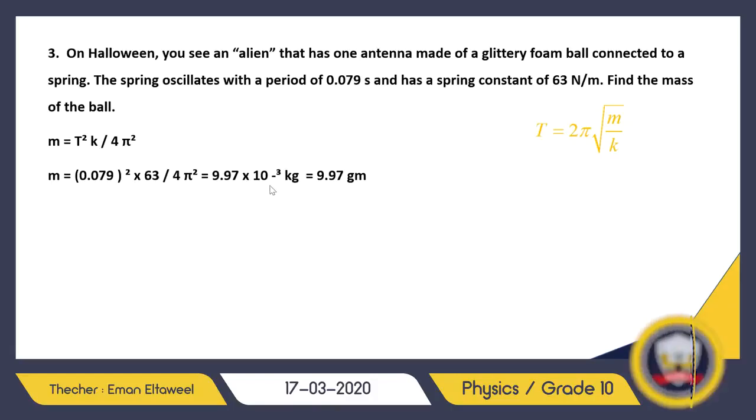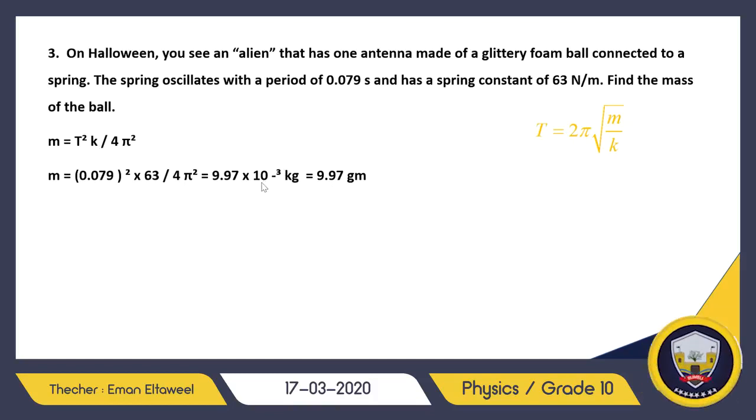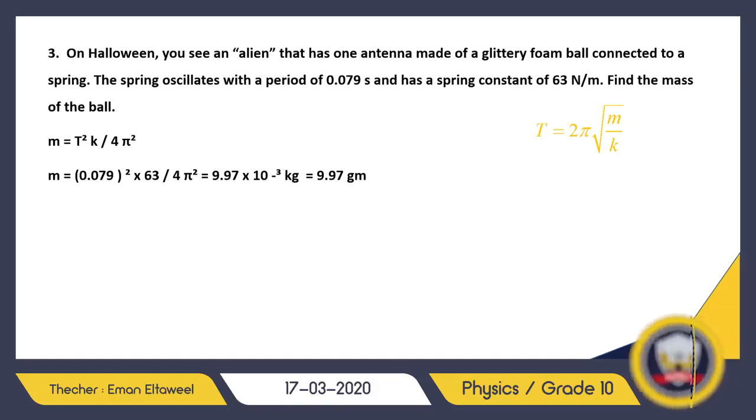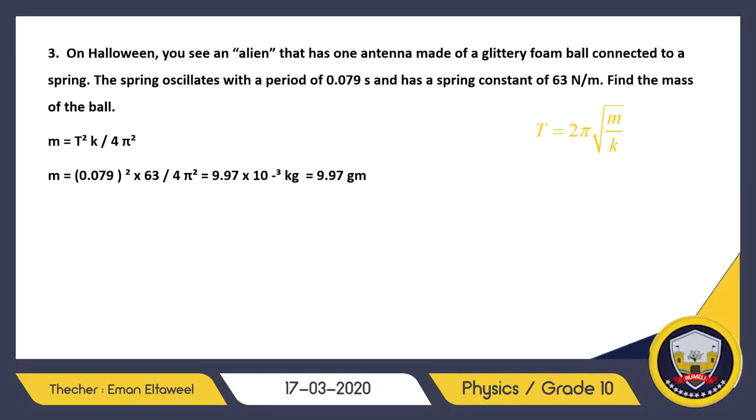Or we can make it in grams by dividing by 1000, or we can get rid of the 10 to the power negative 3, so it will be 9.97 grams, the mass of the ball.